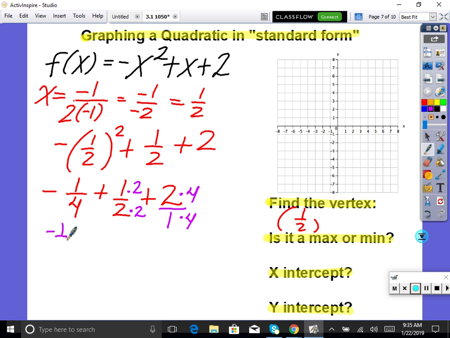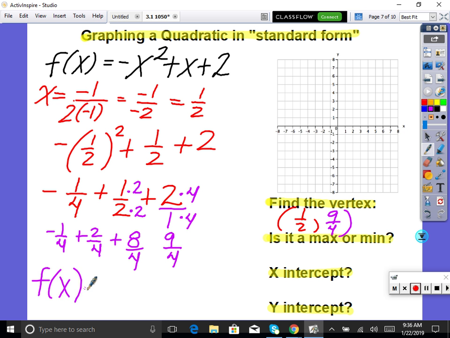So now I have negative 1/4 plus 2/4 plus 8/4. Negative 1 plus 2 plus 8, 8, 9, 10, 9/4. So 9/4 is here. So now our shifted form will be f of x equals, what is a here? Negative 1, x minus 1/2 squared, and then plus 9/4. So just because the answer doesn't come out to 4 doesn't change anything. Everybody good with that? And then from there we'd be able to go through and do all these things. Okay, cool.